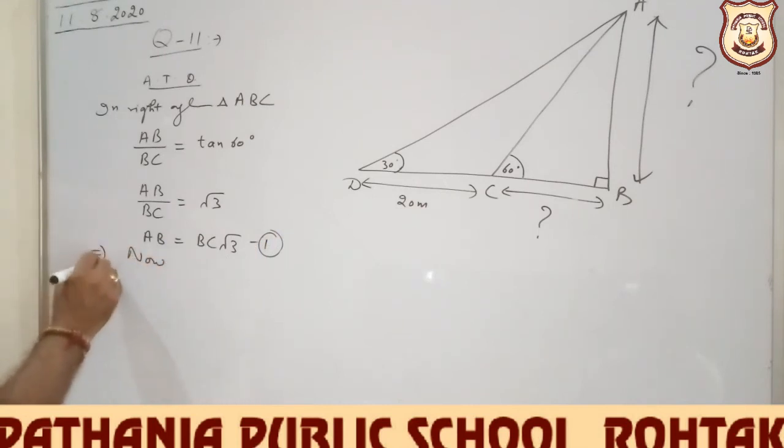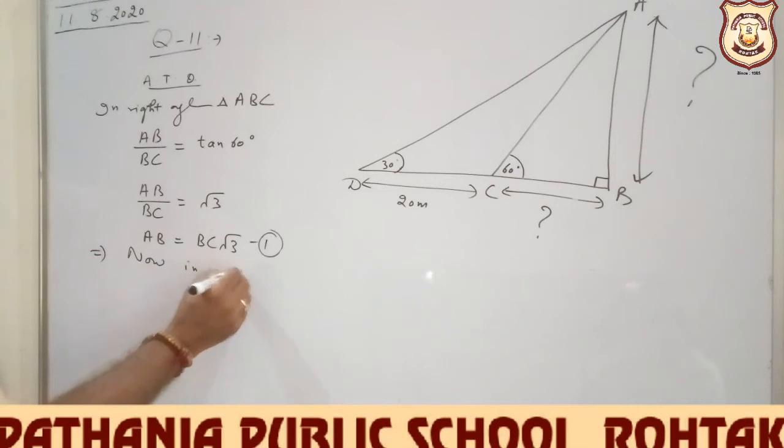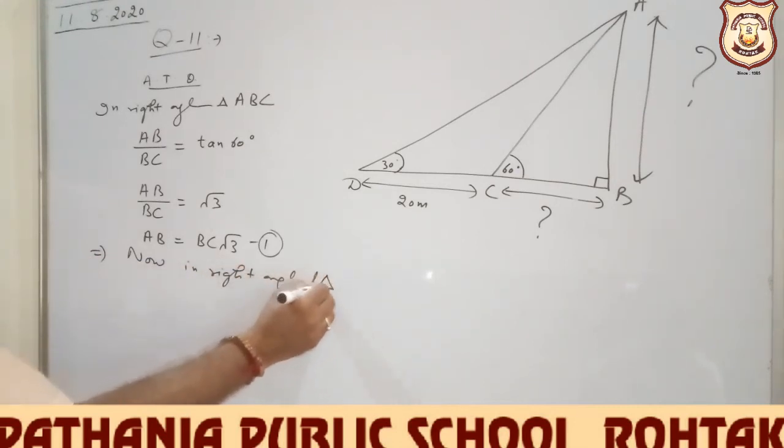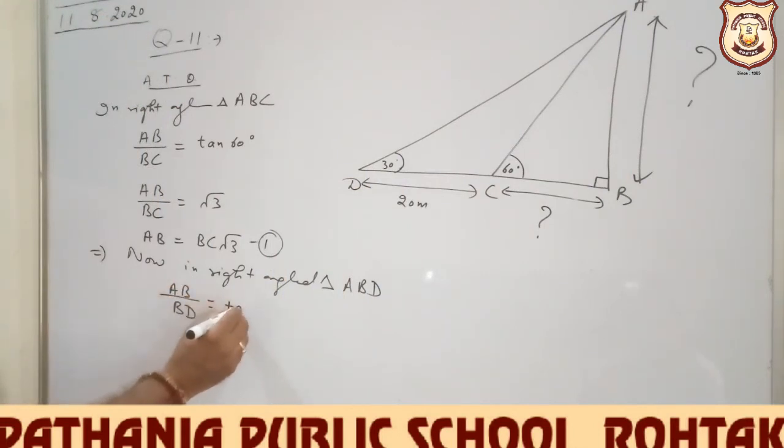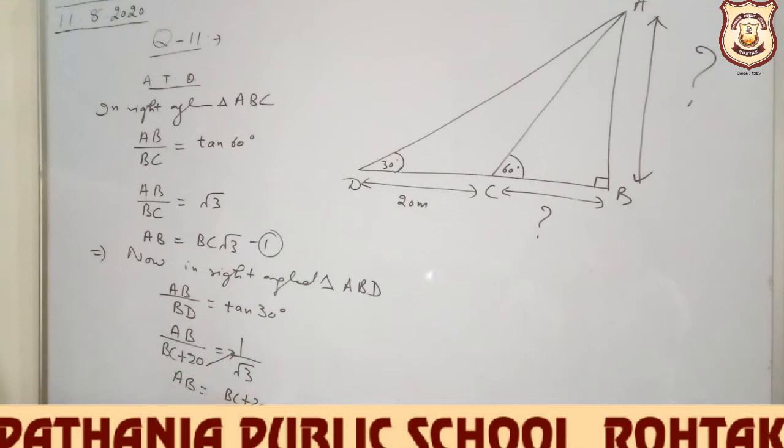Now in right angle triangle ABD, AB upon BD equal to tan 30 degree. AB upon, in place of BD you can write BC plus 20, 1 by root 3. So this one you will take on that side. AB equal BC plus 20 by root 3. Mention this one as second.